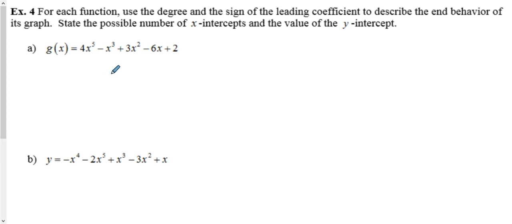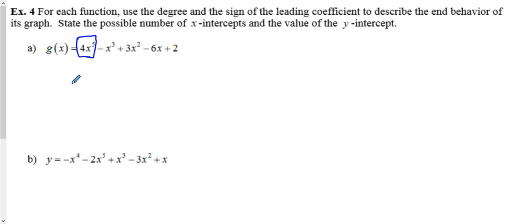On our last example here, example 4, again we're just taking a look at these equations and trying to state some of these characteristics. For each function, use the degree and the sign of the leading coefficient to describe the end behavior of its graph, state possible x-intercepts, and the value of the y-intercepts. Okay, so in this case, let's take a look at just this very first term. That's really what I'm looking for, and this is the largest term out of the equation.